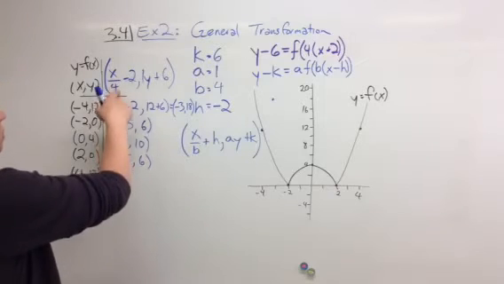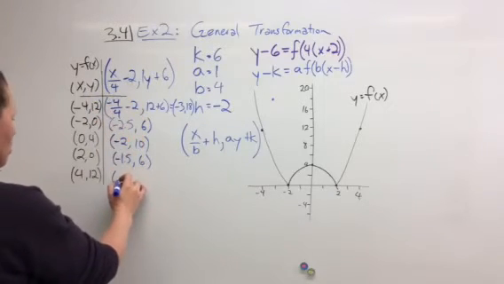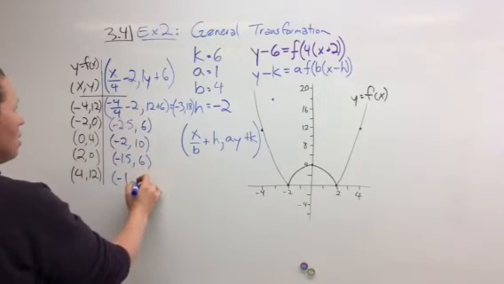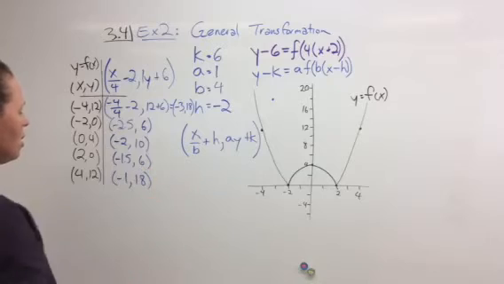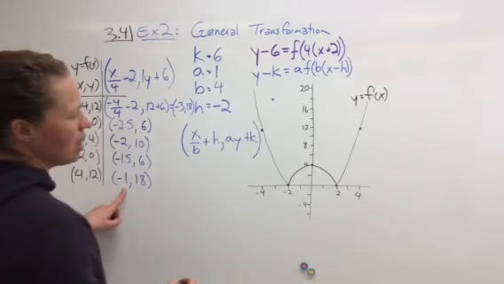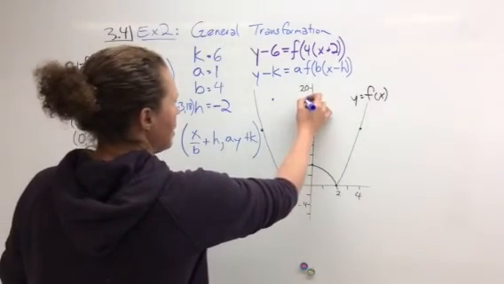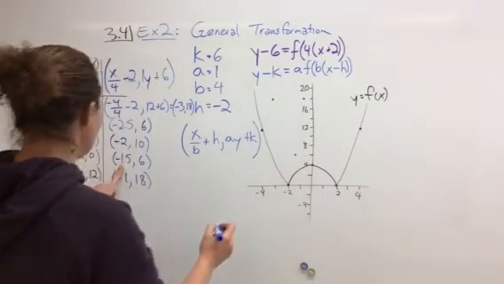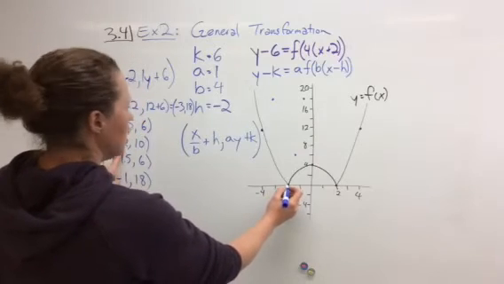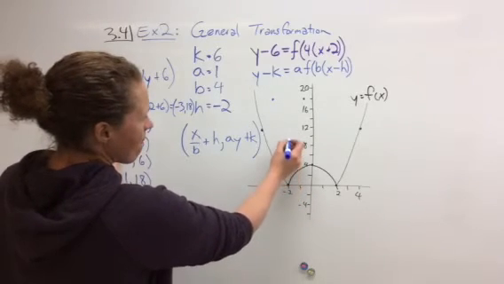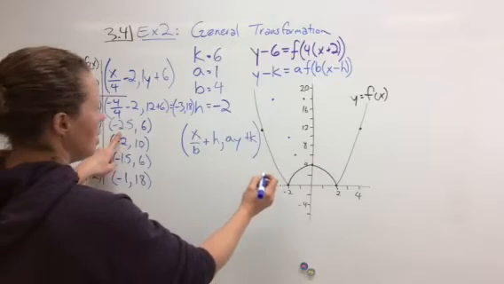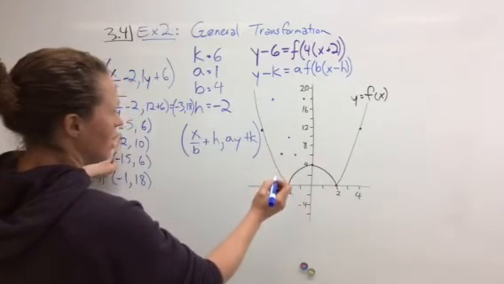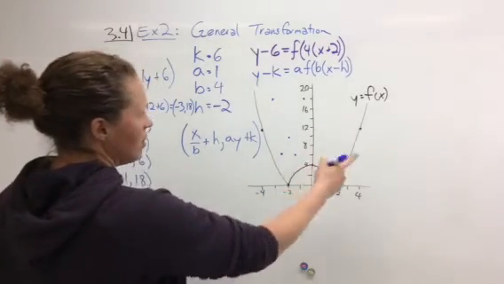So my last one, 4 divided by 4 is just 1, minus 2, it's going to give me negative 1, and 12 plus 6 is going to give me 18. So I can plot that point at negative 1 and 18, right there. Negative 1 and a half and 6, right there. Negative 2 and 10, right there. Negative 2 and a half and 6, about there. So we can see that the pattern is the same.